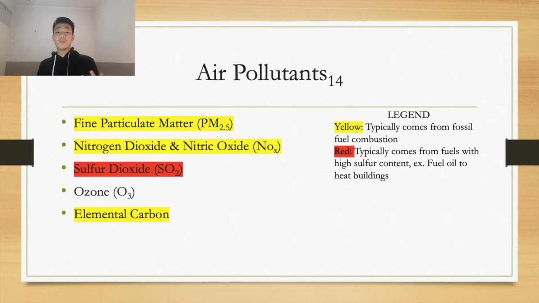And so these are the main pollutants in New York. We have fine particulate matter, nitrogen dioxide and nitrogen oxide, otherwise known as NOx, sulfur dioxide, ozone, and elemental carbon. PM 2.5, NOx, and elemental carbon typically come from fossil fuel combustion, which comes from vehicles, whereas sulfur dioxide typically comes from fuels with high sulfur content that are usually used to heat up buildings during the winter.